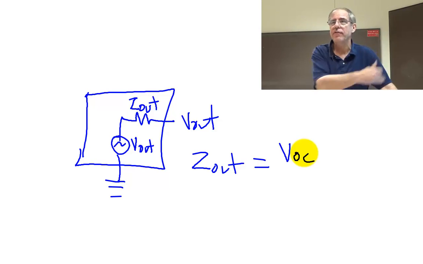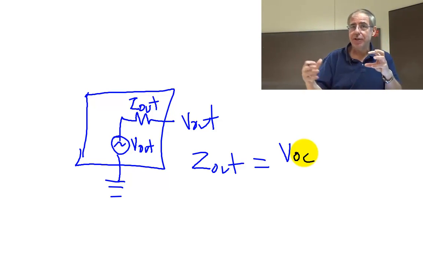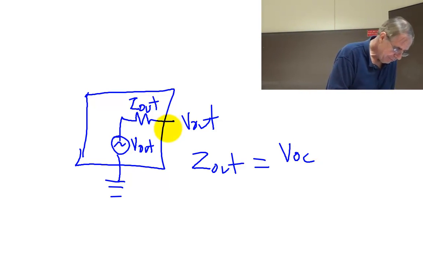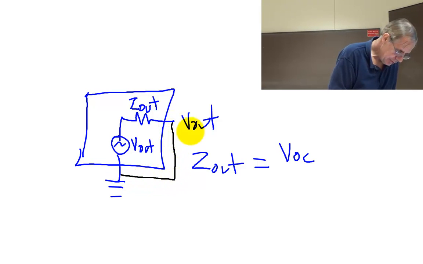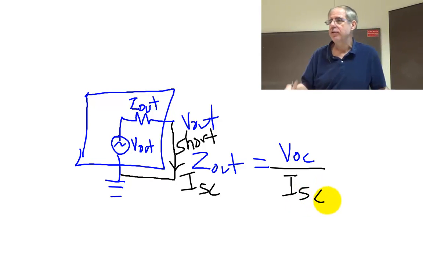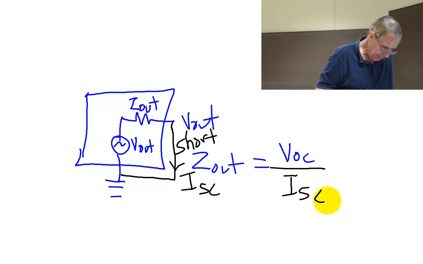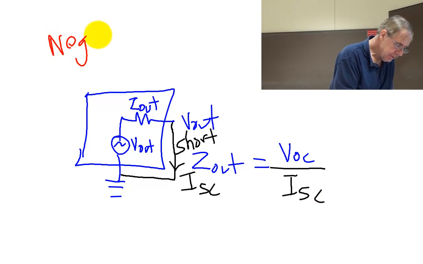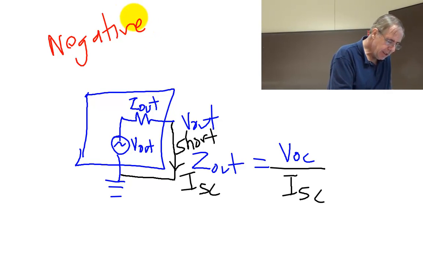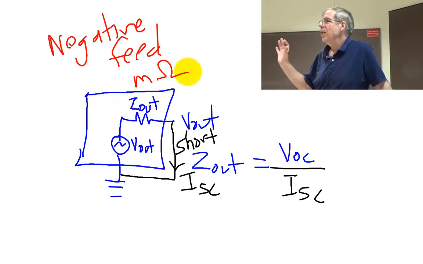There's no current if it's open, right? So I'm going to short circuit it, virtually. You don't have to do it on your real chip because that'll blow it up, by the way. But I'm going to short it and then measure the short circuit current. Okay, and that's the definition of output impedance. Op amps will have negative feedback. With negative feedback, this calculation is going to be on the order of milliohms. Okay, really low.